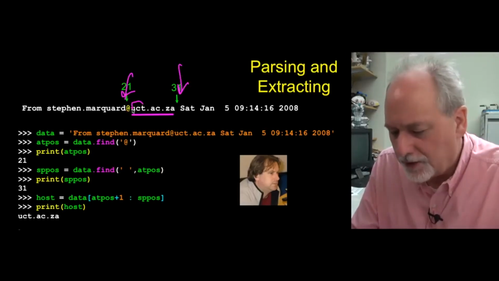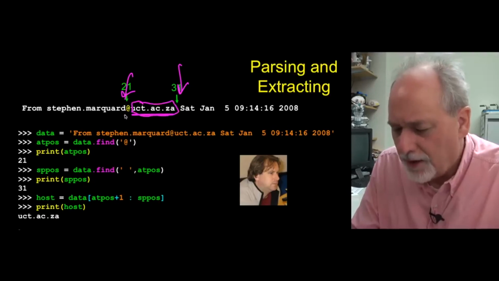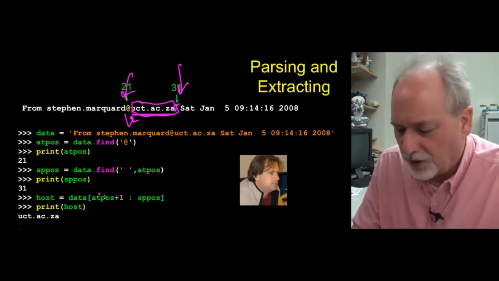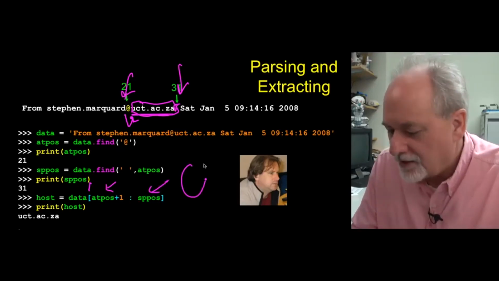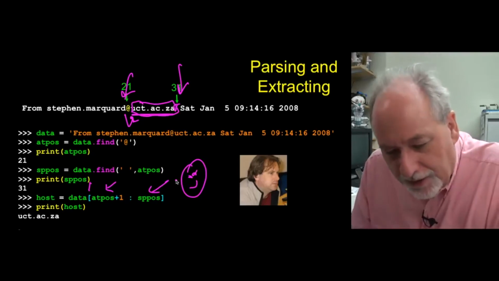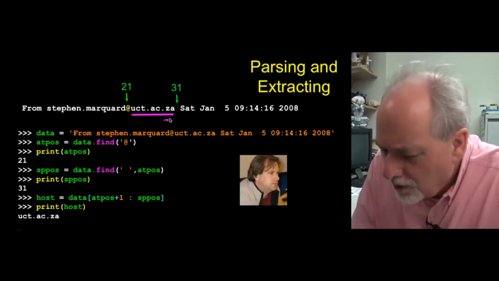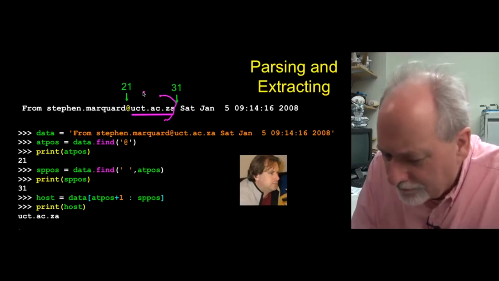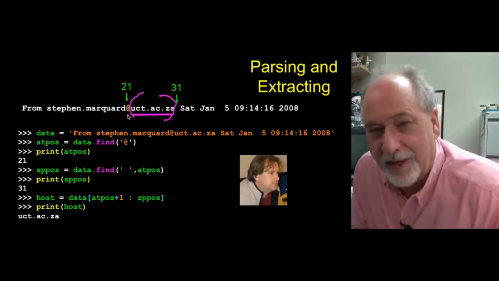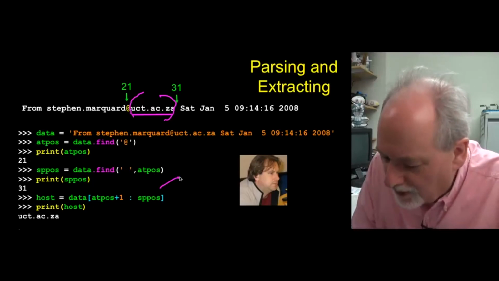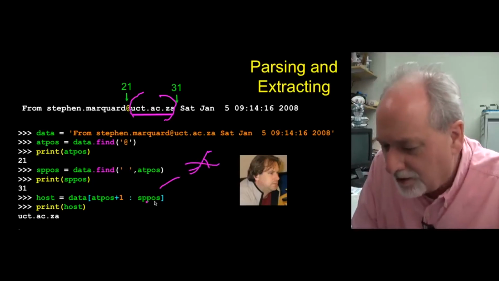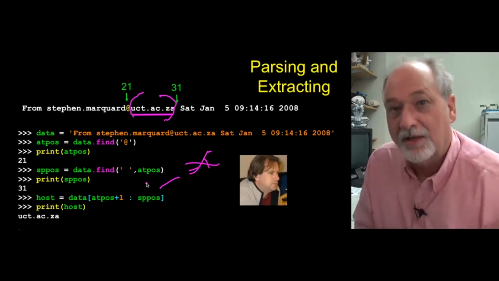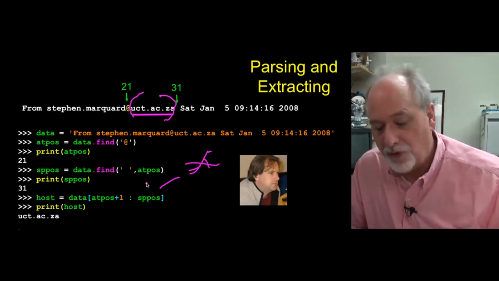Now what we really want is this bit right here. So we have to go one beyond the @ sign, and we don't want the space. We're going to use slicing here: data sub at position +1 up to but not including the space. Ooh, smiley face, because we didn't have to say space -1, because that is up to but not including. And so we get that little bit right there. The thing at the position of the space is not included. So that's already a little benefit for the up to but not including.